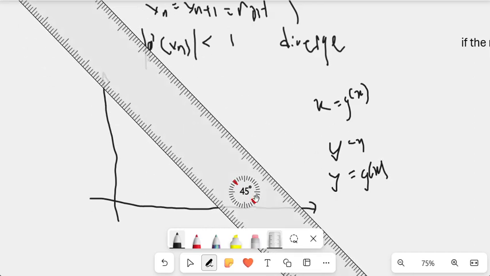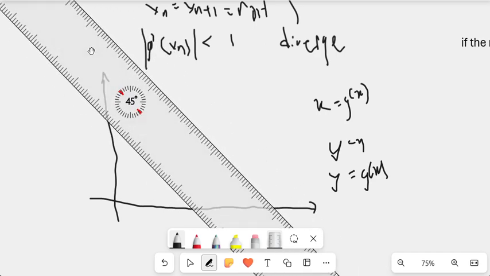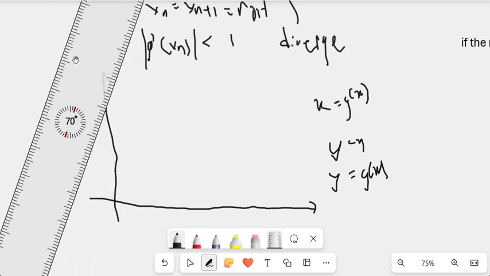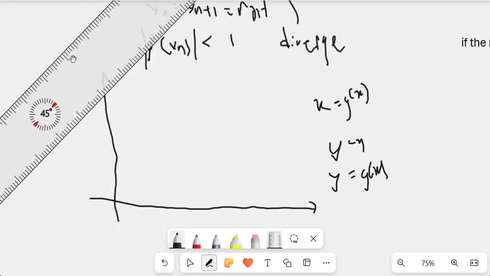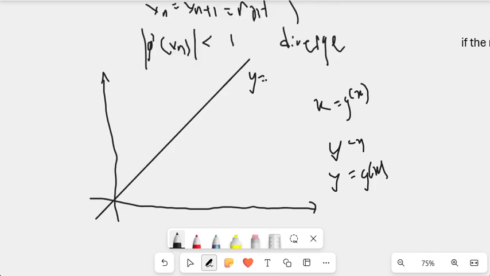Let's have my ruler. How do I rotate it? Alright, I rotate it like this. So if I have a y equals x line, it would go like this. This is y equals x. And this is y equals g(x).